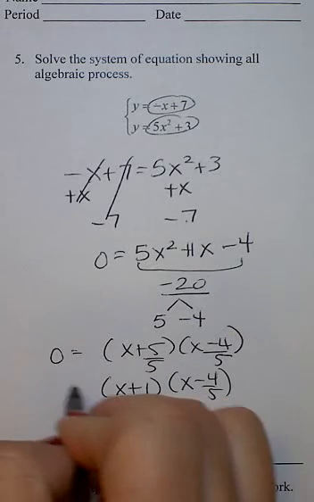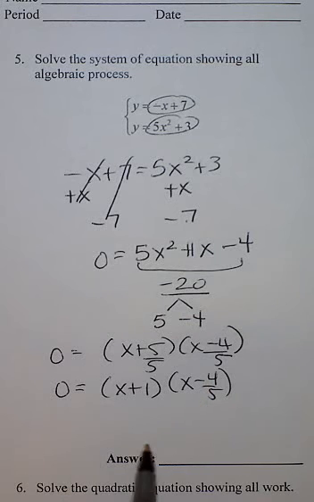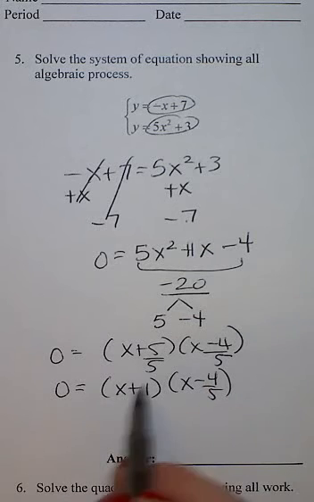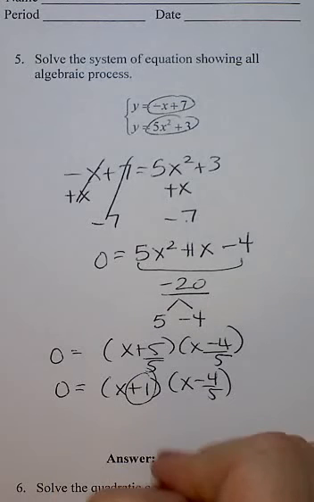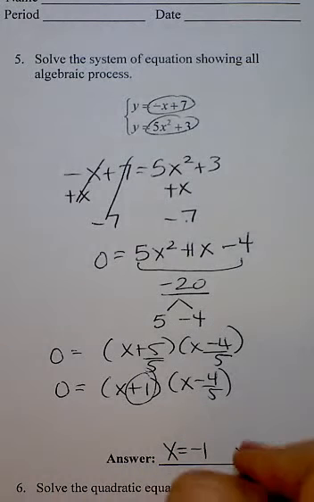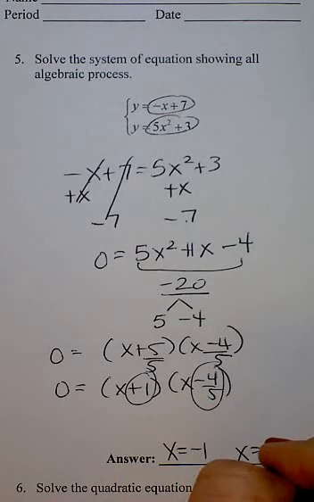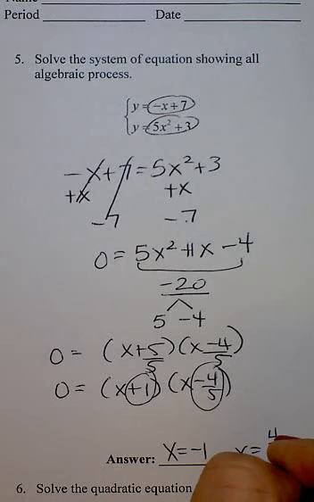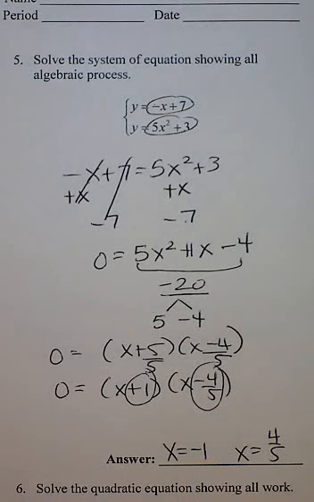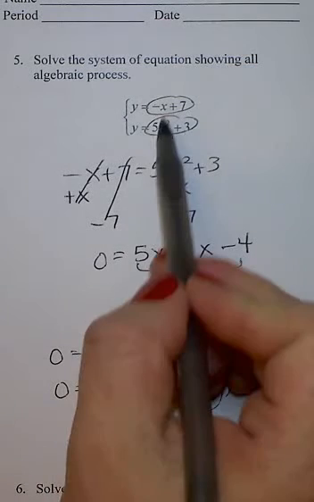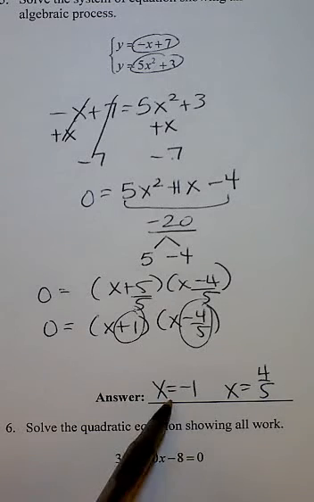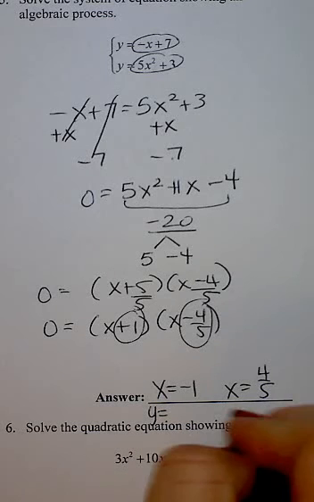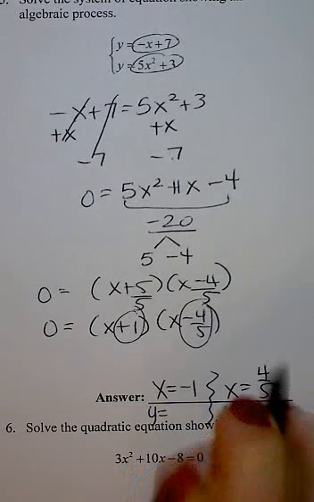Now, this is not asking you to write it in factored form, so I can stop right now, and the question is solve the system. One answer is x equals negative 1. One answer is x equals 4/5. So most people stop here, and they only receive half credit. Notice this problem has x and y variables. So how do I get the remaining answers? Okay, how do I achieve the y answer?